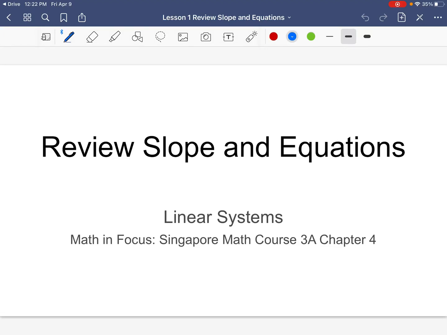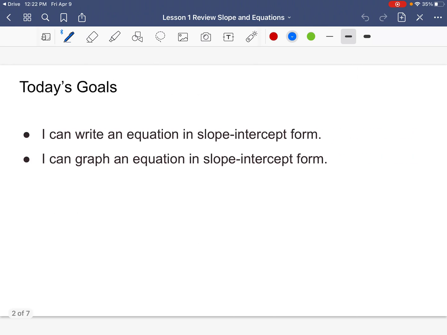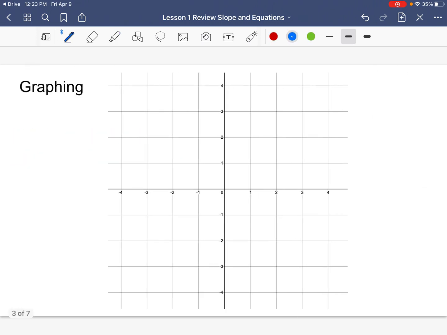Welcome to today's lesson where we're going to review slope and equations. The goals of today's lesson are that you can write an equation in slope-intercept form and that you can graph an equation in slope-intercept form. So let's look at the basics of graphing first.